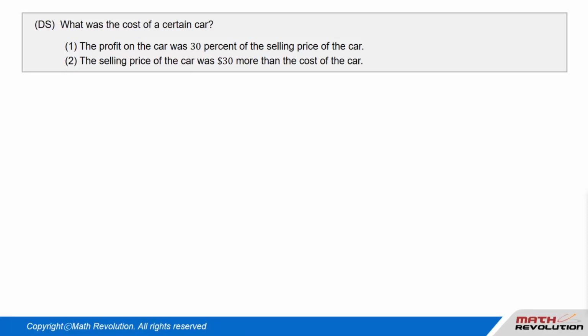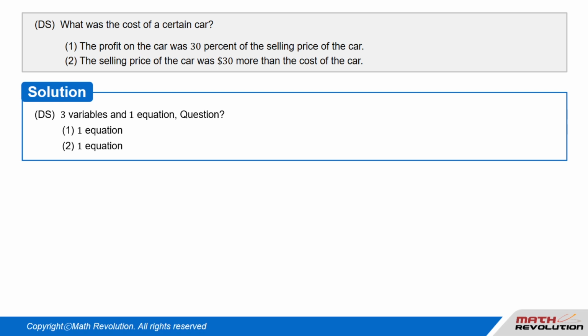Question. DS. What is the cost of a certain car? Condition 1. The profit on the car was 30% of the selling price of the car. Condition 2. The selling price of the car was $30 more than the cost of the car.